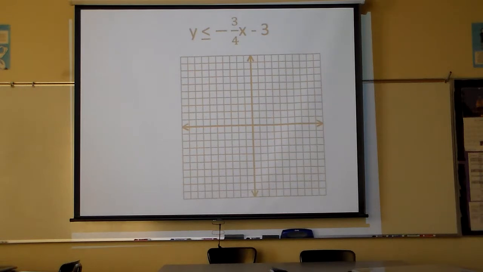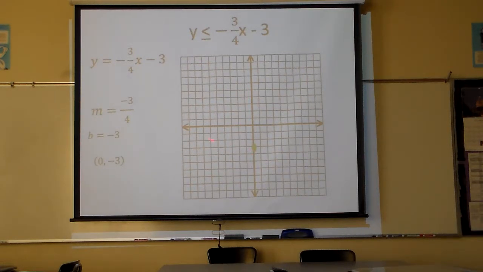Last one. y is less than or equal to -3/4 x. Well, first off, let's just graph it. Pretend it's an equal. What's m? Basically, m will be -3 over 4. I like to put the negative with the top number. It makes it easier. The y-intercept is -3, or (0, -3). So I'm going to start graphing down at -3.